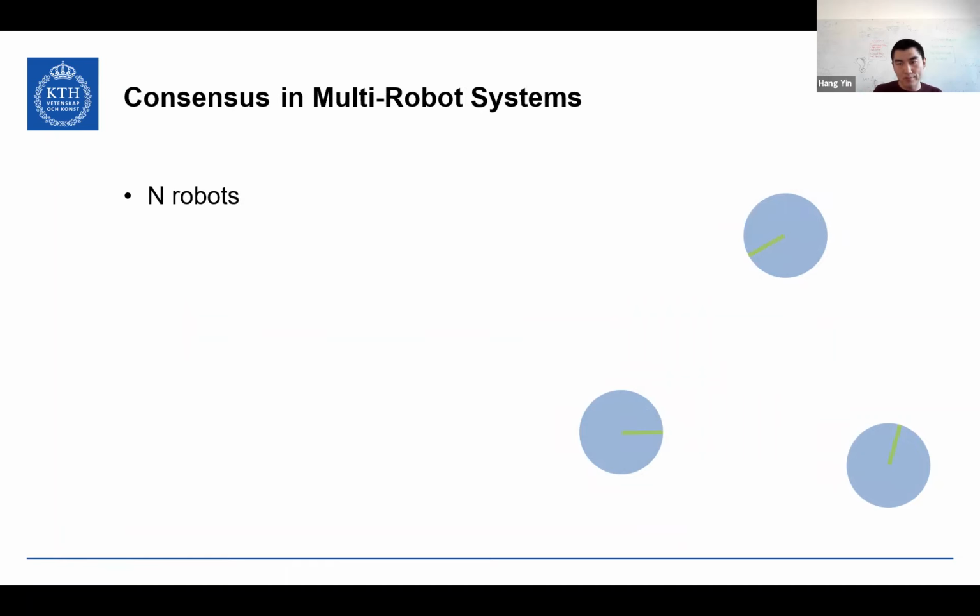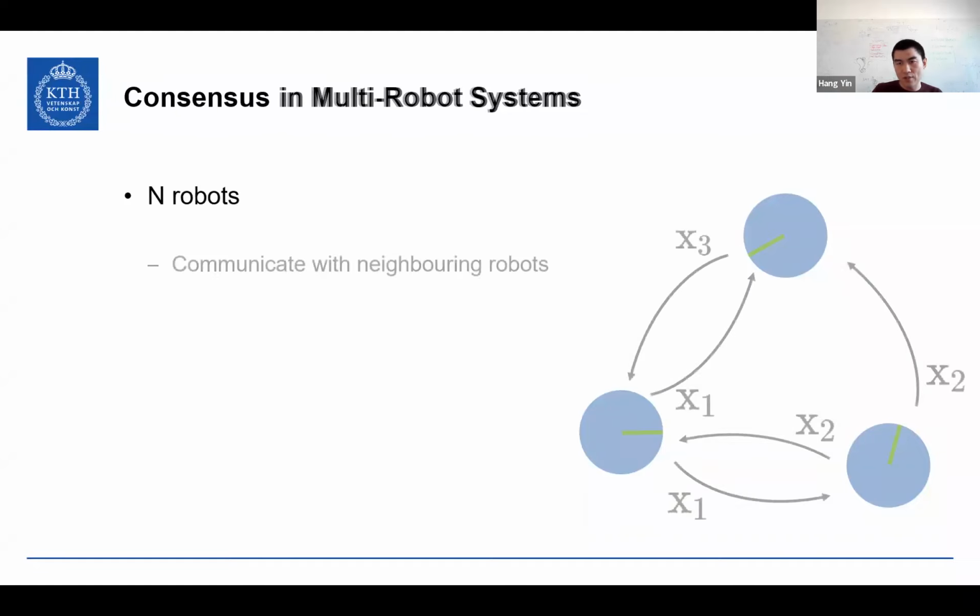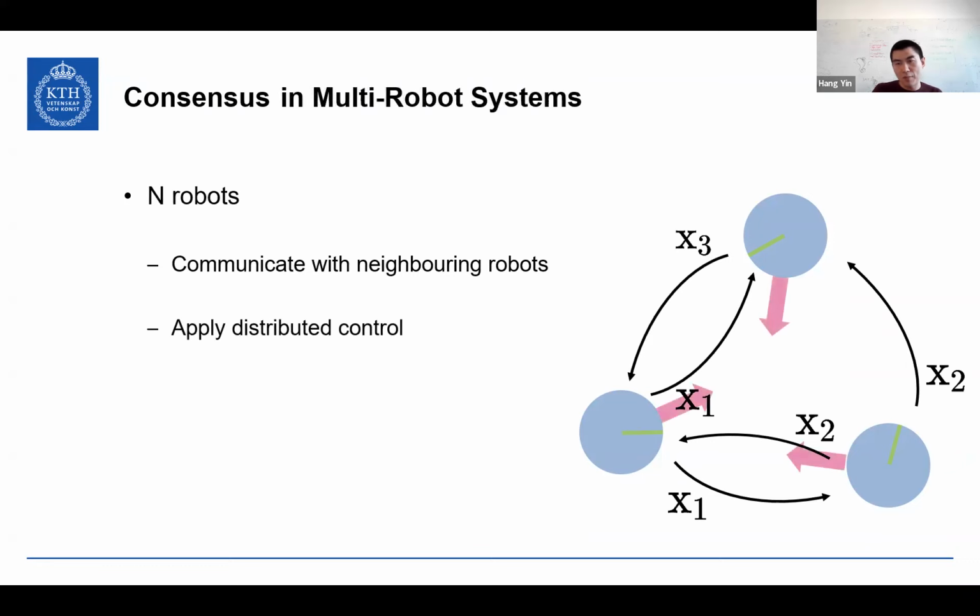People with a control background probably also know it as the so-called consensus. It means that we have some arbitrary number of robotic systems and they can communicate with each other, probably following just a single dimension. But let's say they can communicate and form some kind of graph, and they communicate their current positions, but it can be other information as well. And they keep updating this information and apply some kind of control individually, in a distributed way.